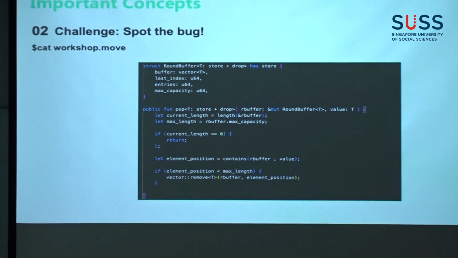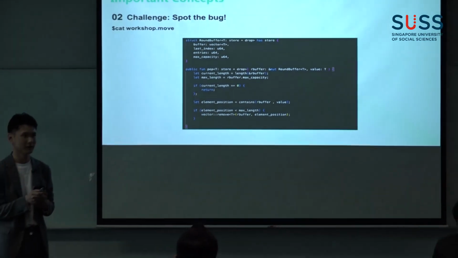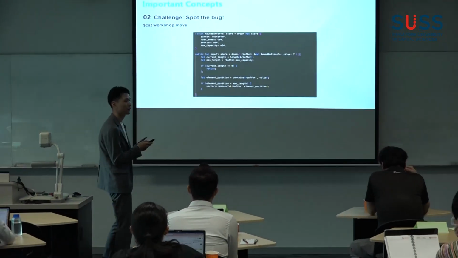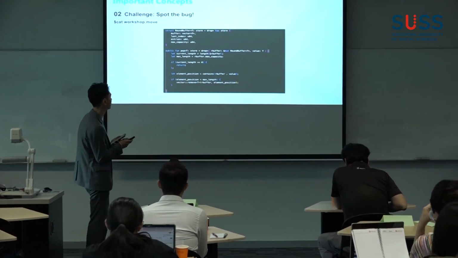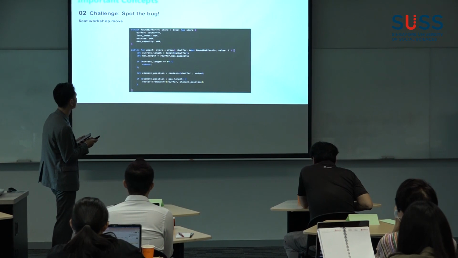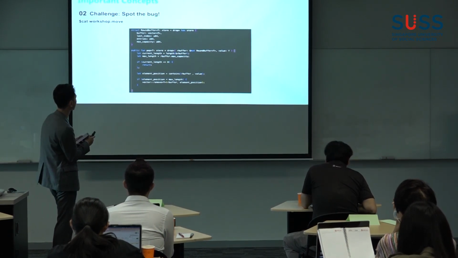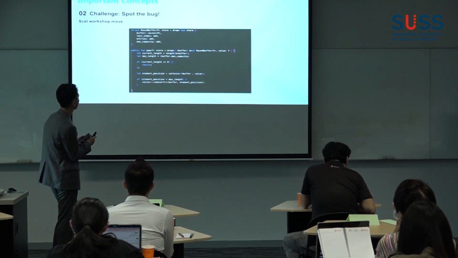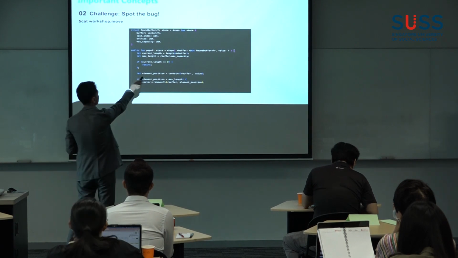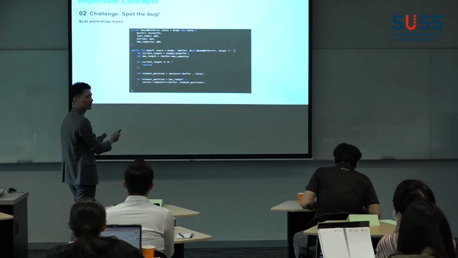Any answers? Current length cannot be zero. Current length what? Cannot be zero. You mean it can or can't? Cannot. So if current length is zero, it will return. You mean that?